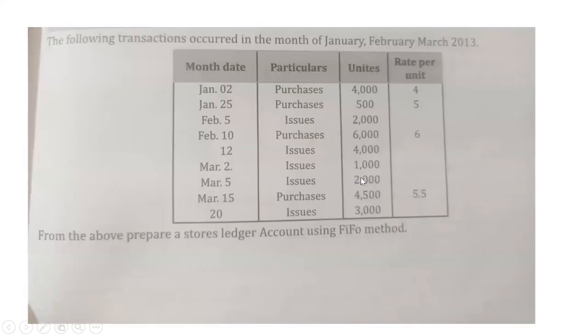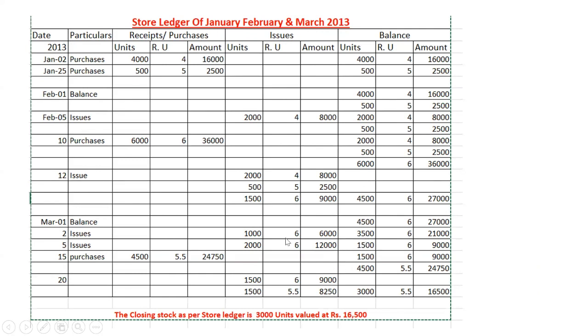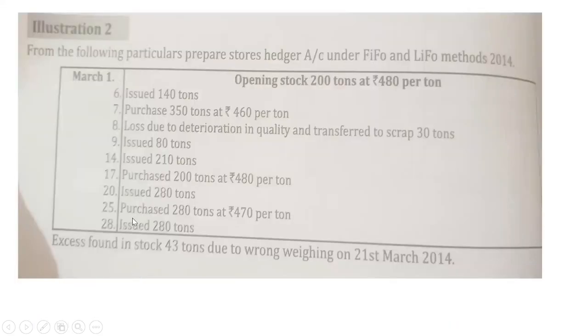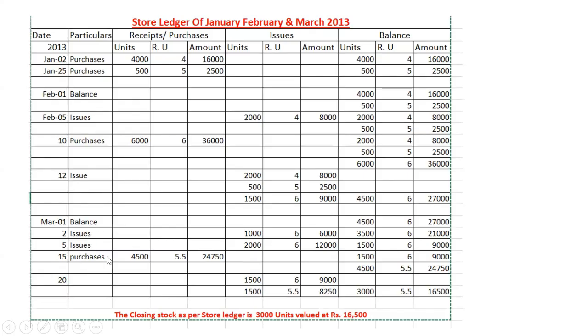Again on 5th, there is 2,000 units. So in 3,500, can we issue 2,000? Yes, we can. So minus 2,000. How many units left? 1,500. Rates, you have to consider the same rate. So 9,000. On 15th, there is a purchase of 4,500 at 5.5 and 24,750 amount. So now how to write the balance? This 1,500 and this balance as it is we have to write, and this one next line or next balance we have to mention here.